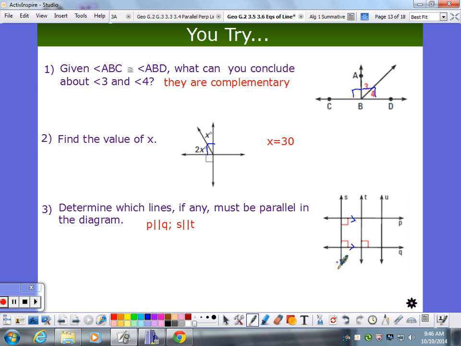And now I'm kind of turning my head sideways a little bit. I'm looking at S and T now, and I'm seeing that my corresponding angles are congruent. Therefore, these lines must also be parallel. But why can I not make any conclusions about line U? How come not this one?